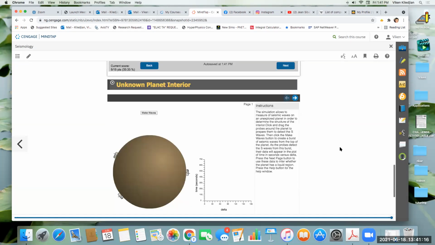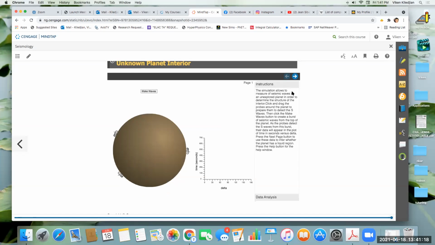Okay, then the next exercise. The simulation allows the measure of seismic waves on an unexplored planet in order to determine the structure of the interior.